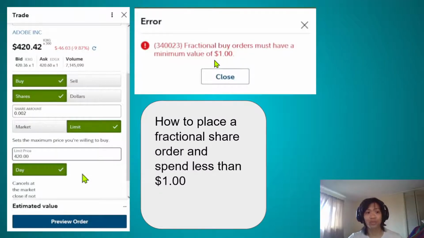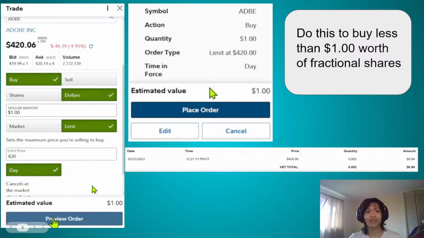So there is actually a way to get this order to go through. And how would you do that? Well, that's by placing the order like this. You would have a buy order, and then you would put a dollar amount, $1, limit order, same price, 420. Then you would hit preview order. Once you hit preview order, this goes through, and then you can place the order, and you'll do this to buy less than $1 worth of fractional shares.